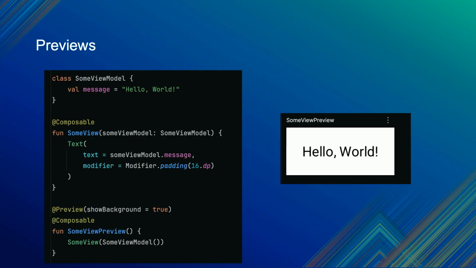And then for the preview, the syntax in Compose, and it's similar on the Swift side, is you have at preview, and then it's another composable function with no parameters, and it calls that sum view and passes in an instance of the view model. So it creates the view model, passes it to the view, and it gets drawn.